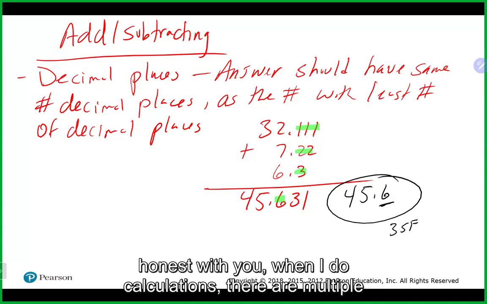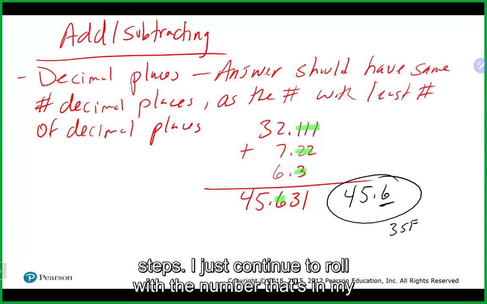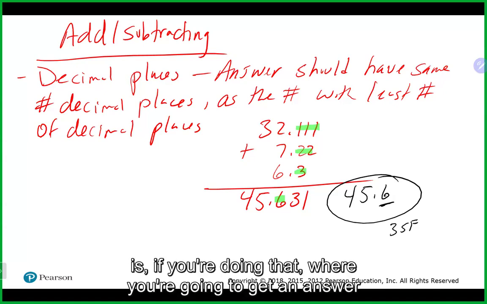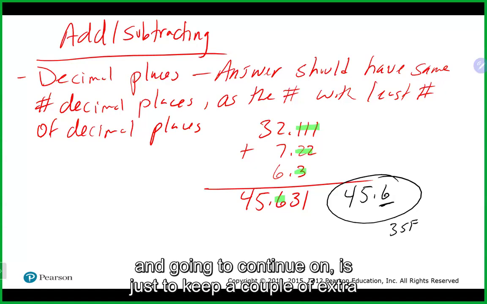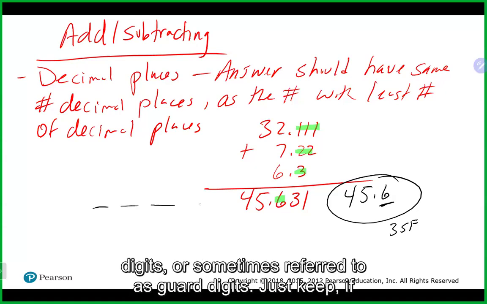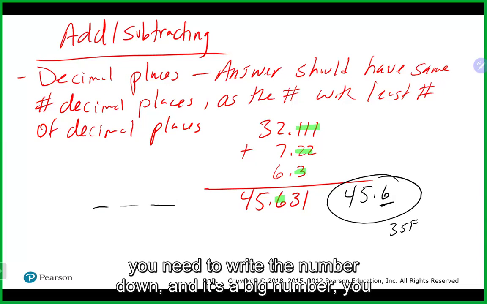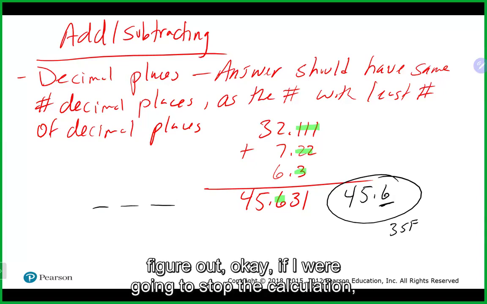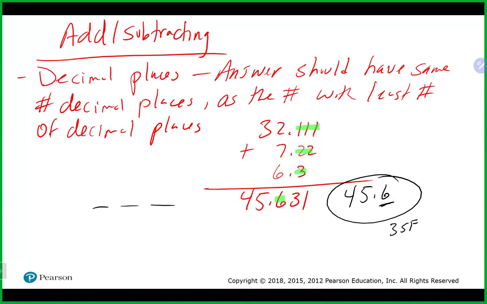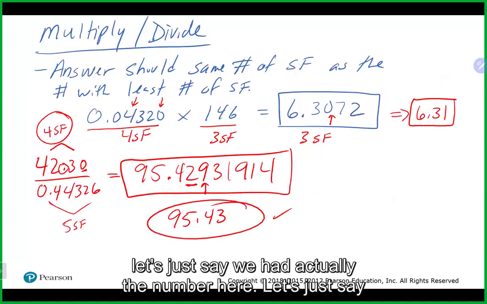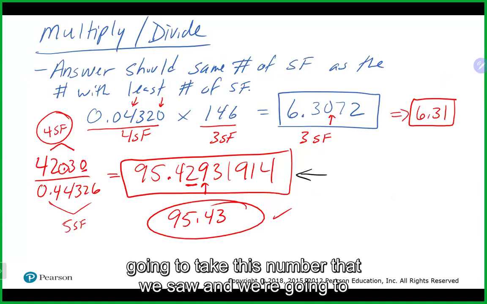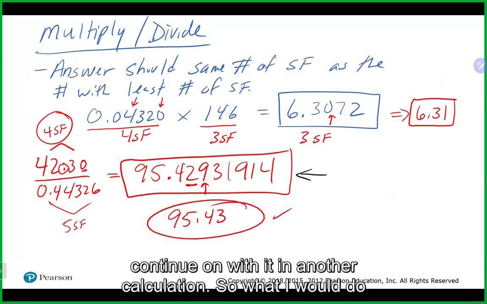To be honest with you, when I do calculations over multiple steps, I just continue to roll with the number that's in my calculator. The safe thing to do, if you're going to get an answer and continue on, is just to keep a couple of extra digits. They're sometimes referred to as guard digits. If you need to write the number down and it's a big number, you don't necessarily have to write every digit, but figure out, okay, if I were going to stop the calculation, let's just say we had this number in our calculator and we know we're going to continue on with it in another calculation.